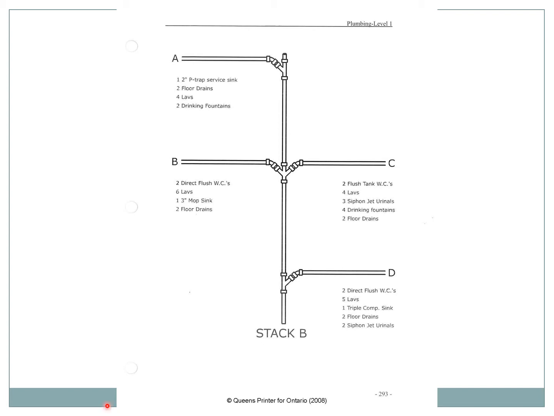To give you a sense, the waste from A, which is this list of fixtures, would come down, it would fall, and then it would pick up B, so you add that in. And then it would pick up C. And then the waste from those three would come down, and it would pick up D. So stack B, essentially, would be the fixture units from A, plus B, plus C, plus D, equals stack B. So that's what I mean by descending order.